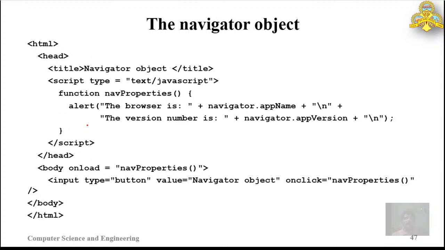Here is a simple code. Observe that for body onload, navProperties, that is navigator properties, when the body begins loading the content, then it calls this function. In that, observe the alert function, where there is string concatenation. I am using the object name directly here, navigator.appName, string concatenation, then the version number is navigator.appVersion.